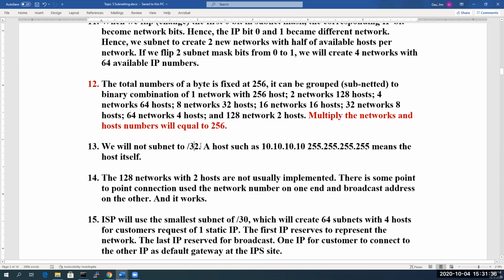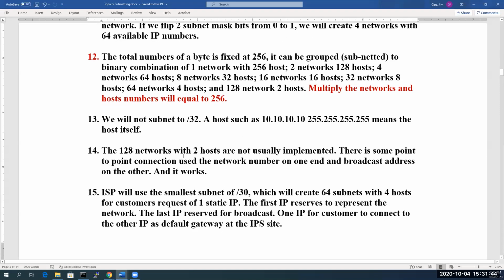And we usually will not use /32 because it means itself. The 128 network with 2 hosts is not usually implemented. The so-called 128 means that it's a /31. Okay, I probably should change this document. I would say that the /31 network is not usually implemented. I'll change that, so don't worry about that 128.